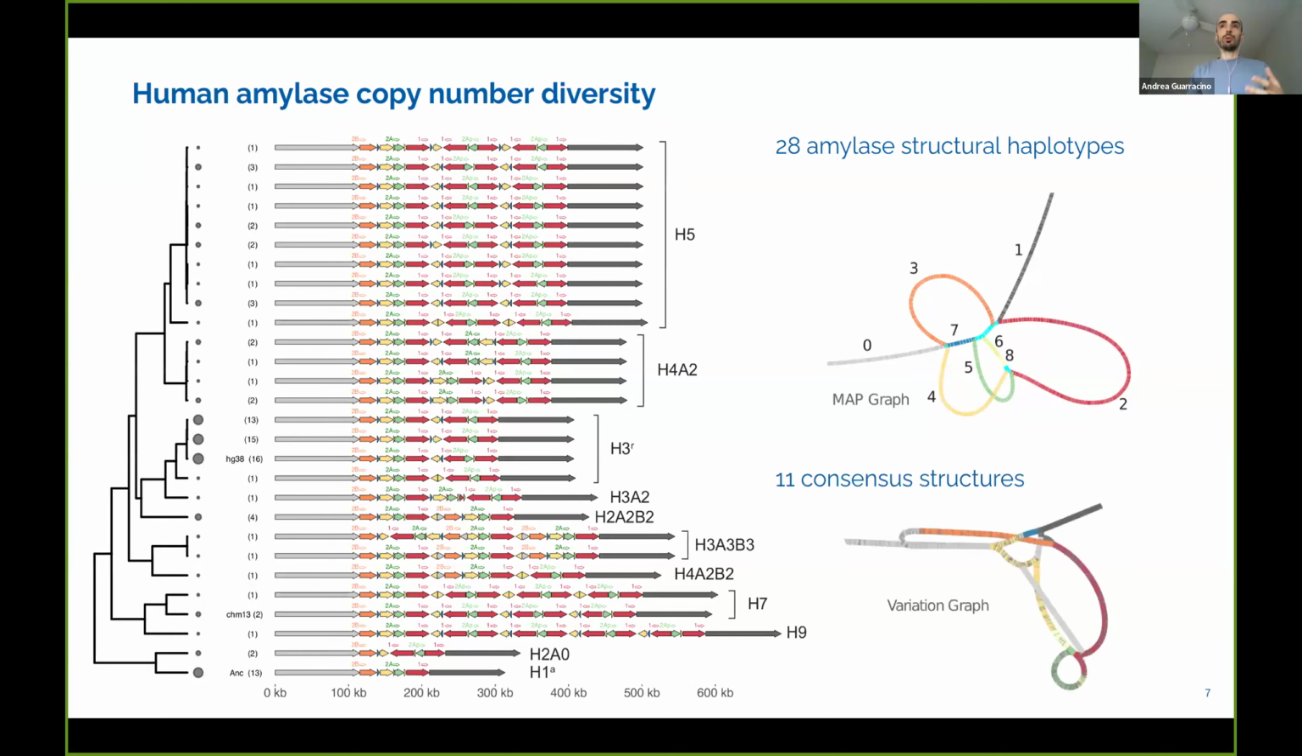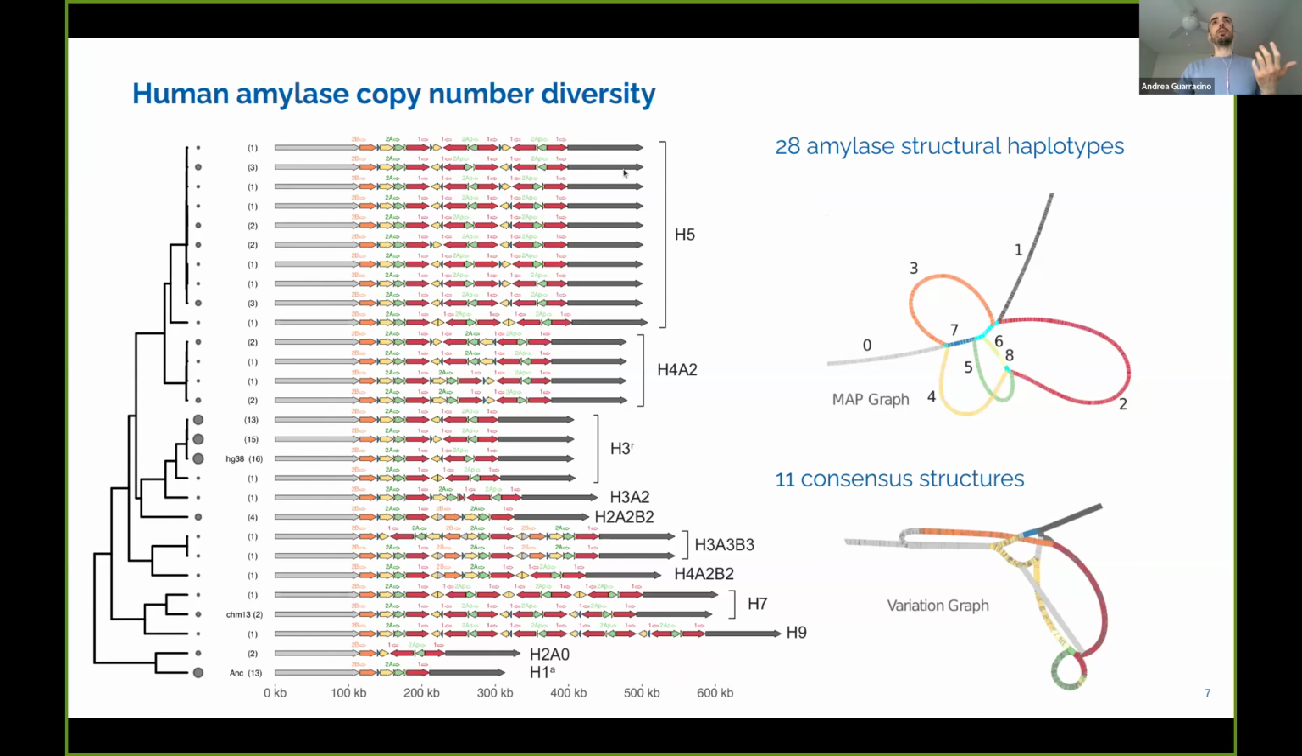And then we also built a PGGB graph to study the sequence relationships between these haplotypes in this locus. We were able to build this sequence-based tree to the left, and we identified the 11 consensus clusters. So these 28 configurations cluster into 11 clusters.